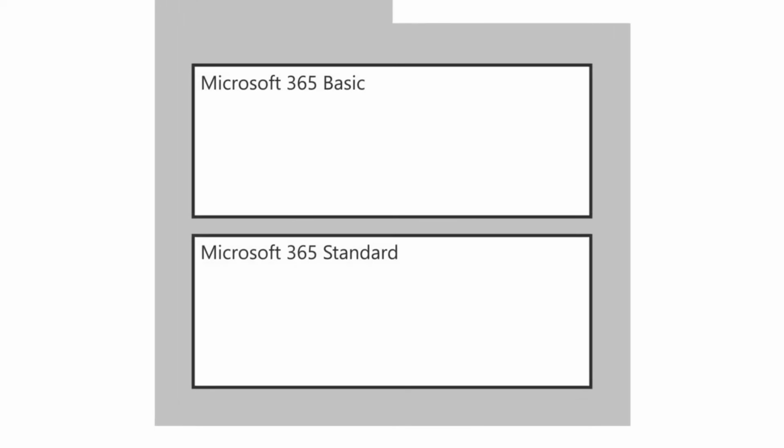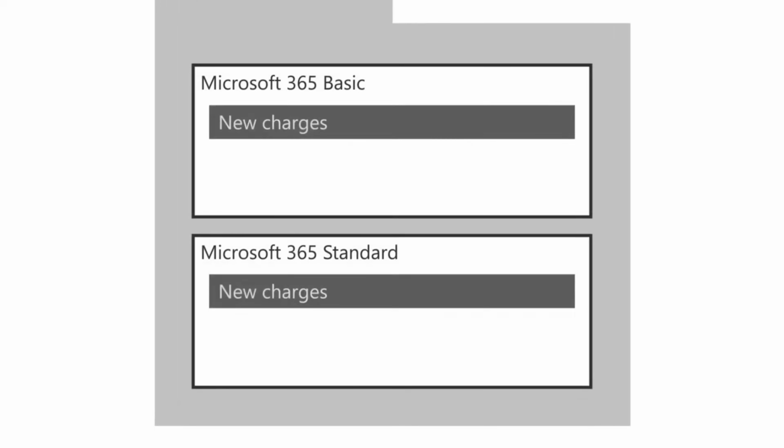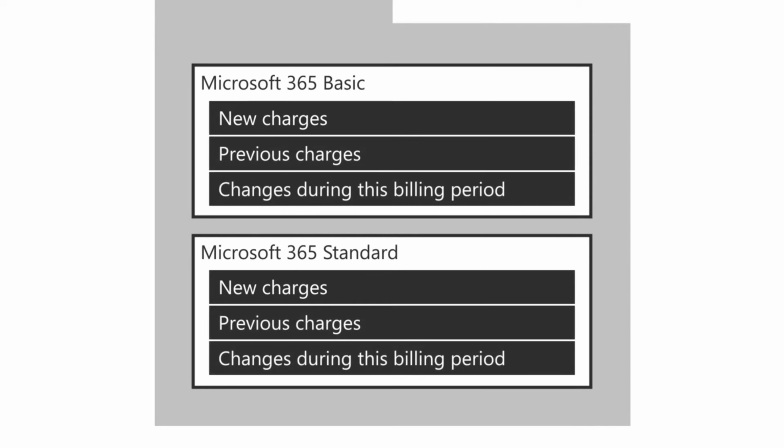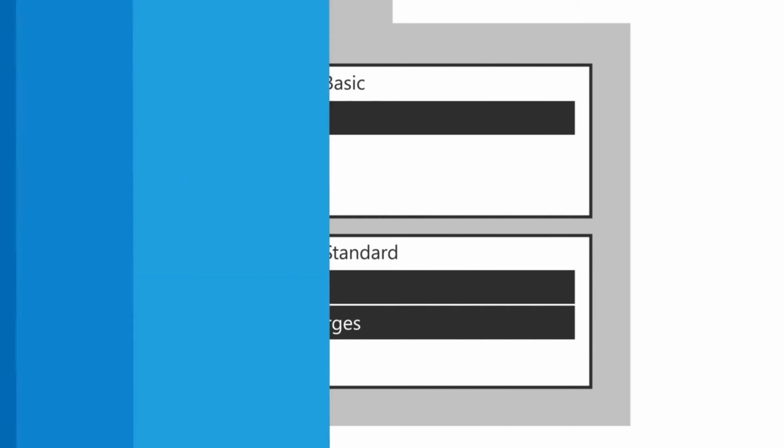Next, you'll see payment information for each of the products you have a subscription for. This includes new charges, previous charges, and changes during this billing period. And if your subscriptions don't have new information in any of these areas in the billing period, you won't see it in the billing statement.